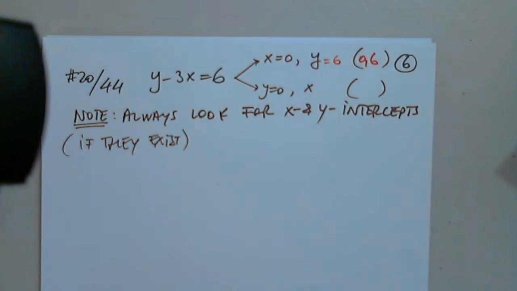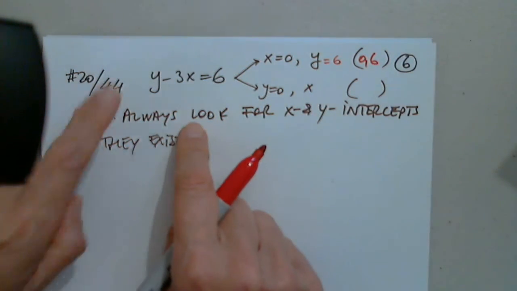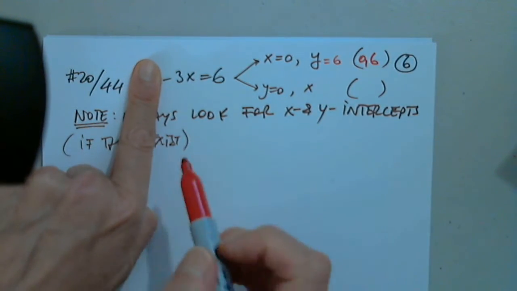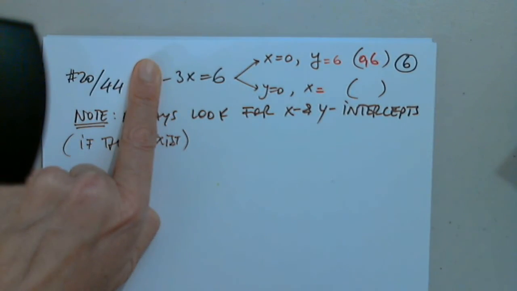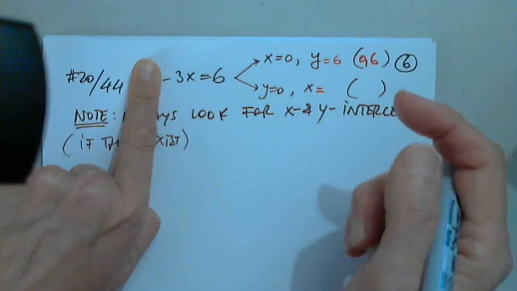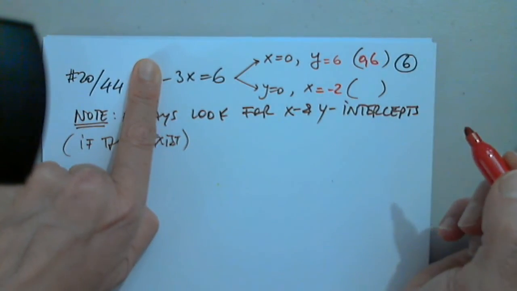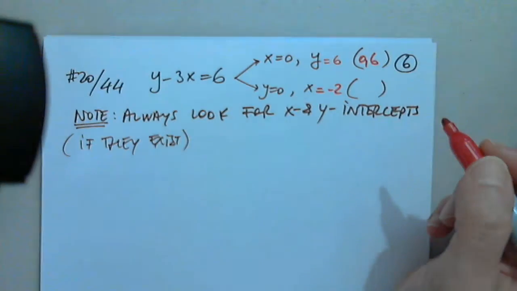That's it. When y is 0, how do you get x and how much is it? Divide 6 by -3, and I get -2. Who was that? Jessica. Thank you.